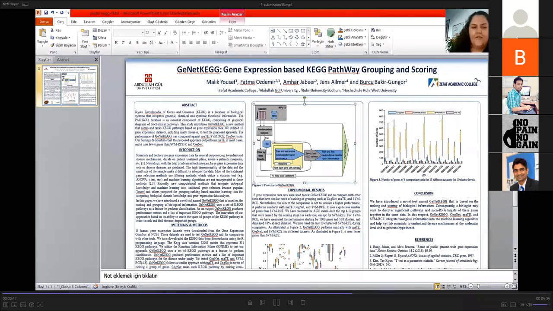13 gene expression datasets were used to test GNet-CAC and to compare with other tools that have a similar merit of ranking or grouping, such as CogNet, MATE, and SVM-RCE. As illustrated in Figure 2, GNet-CAC performs similarly to MATE, CogNet, and SVM-RCE for different datasets. As illustrated in Figure 3, it uses fewer genes than SVM-RCE.